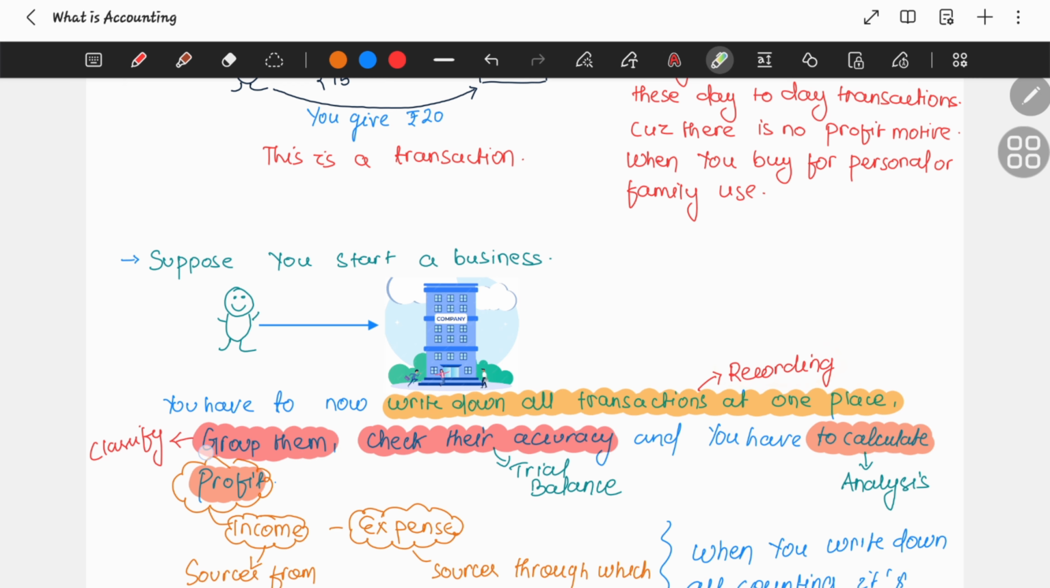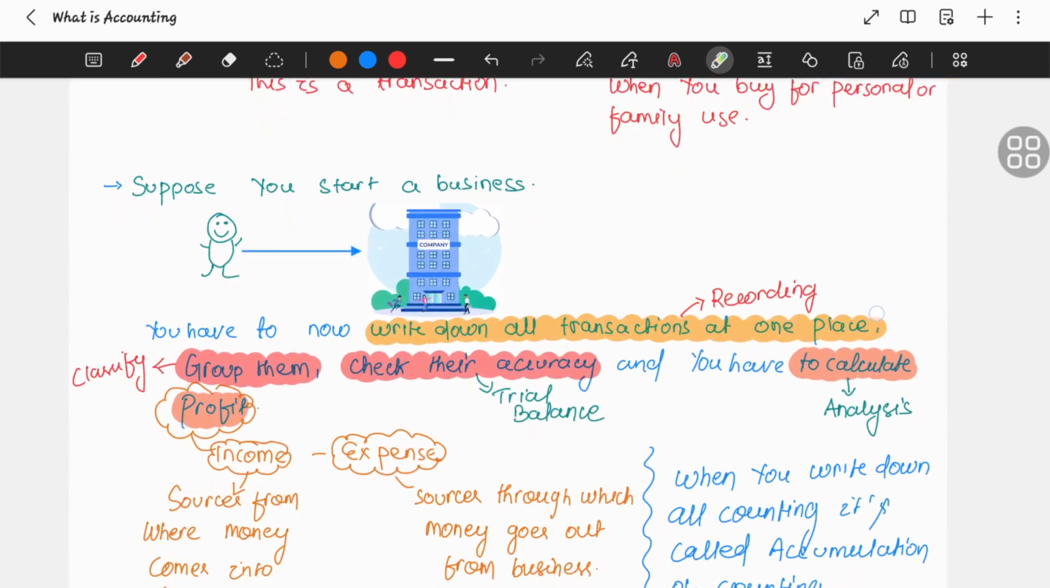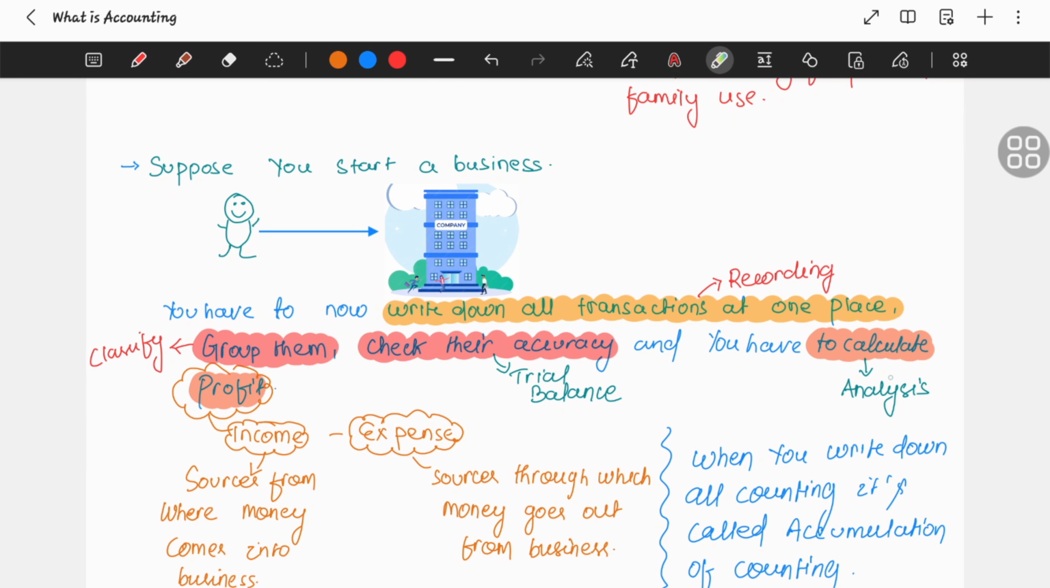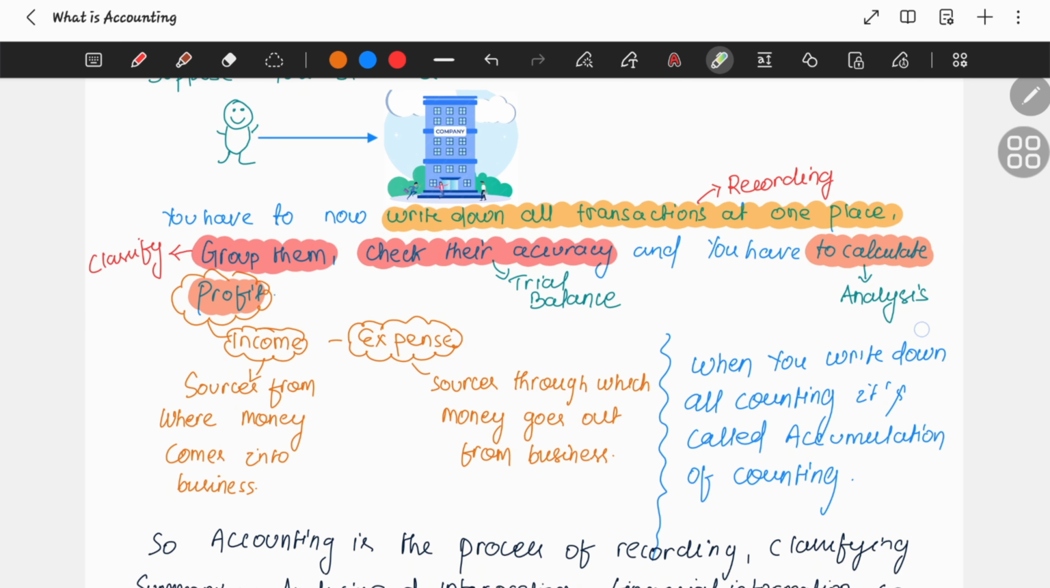And after that you will group the items, that's called classifying. And after that you will check their accuracy, whether I wrote down the same amount, same entry, same account name or not. And finally you have to calculate the profit. Why? Because when starting a business, the main thing is to know what is your profit at the end of the day. So your main goal is to calculate profit. Here calculating profit comes in the analysis part. In the next videos I will upload that.